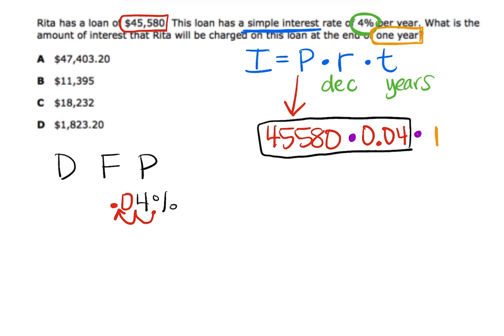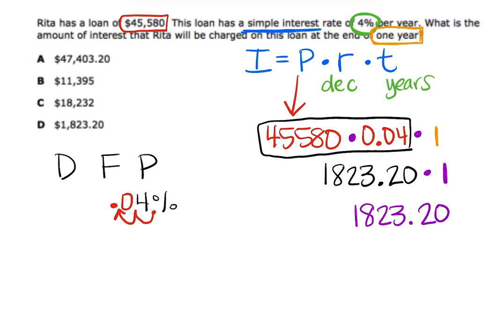45,580 times 0.04. And again, I'm not going to show you the multiplication. I know you can multiply. And we're going to multiply it by 0.04. And we get 1,823.20. And again, I am multiplying these numbers, but we know anything times 1 is just that number. So for this loan, she's going to have to pay back an extra $1,823.20.